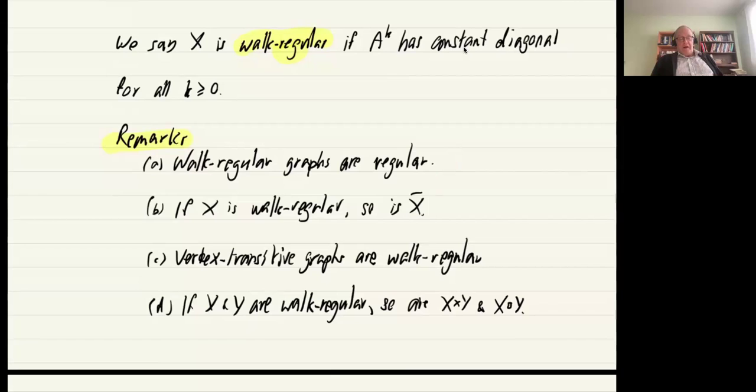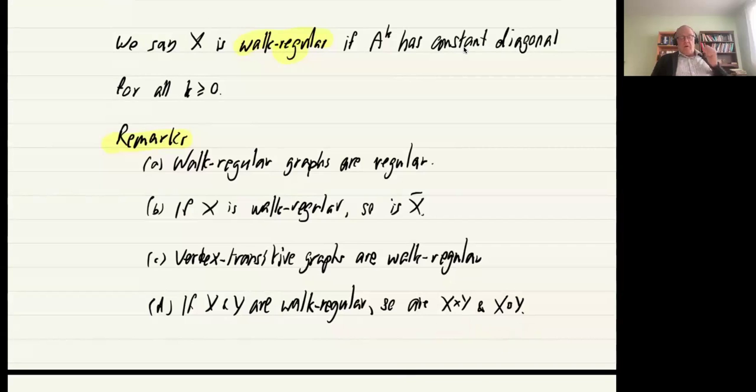If the graph X is walk regular, so is its complement. Now that's a consequence of the first fact. You need to know that the graph is regular, and then this is a pretty easy exercise. Vertex transitive graphs are walk regular, well, the vertex-deleted subgraphs are all isomorphic. And the other comment about walk regularity is that if X and Y are walk regular, so are their direct product and their Cartesian product.